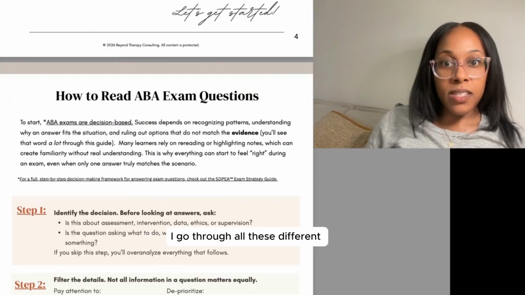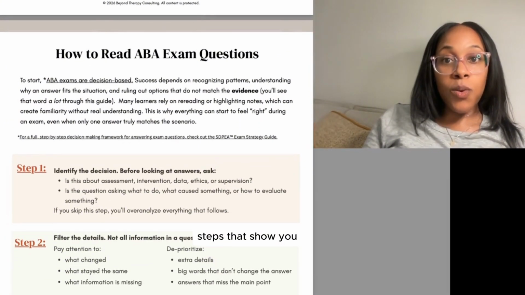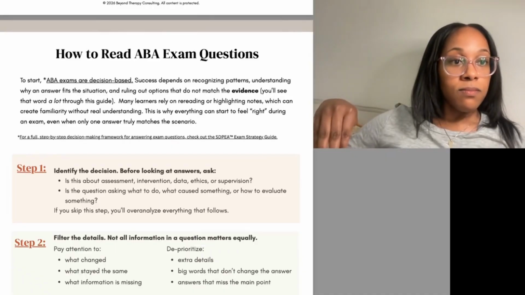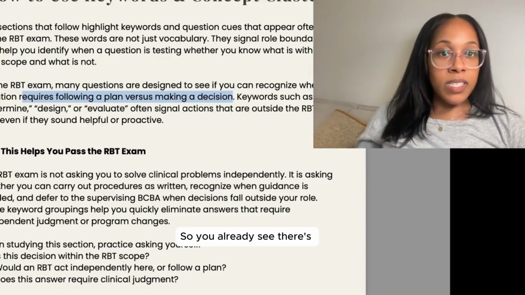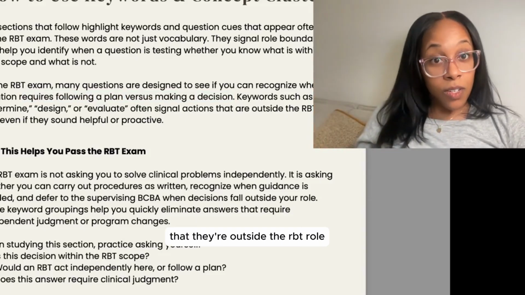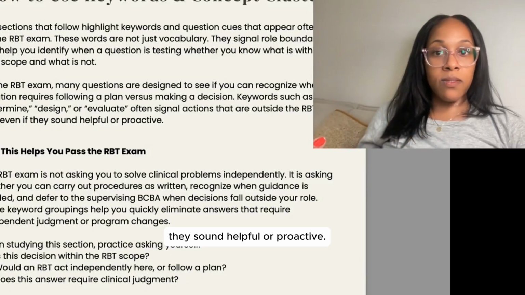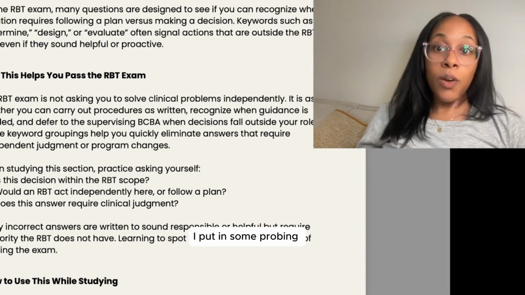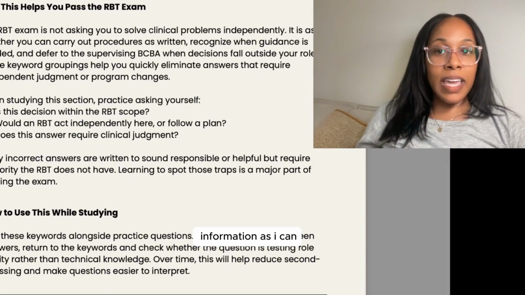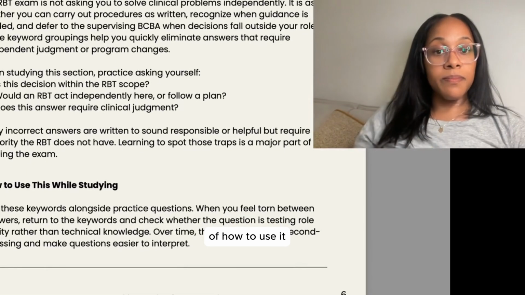To read ABA questions, I go through all these different steps that show you, okay, what is my kind of task analysis for myself? So you'll already see there's some things I put here. Keywords: determine, design, evaluate, often signal that they're outside the RBT role. They sound helpful or proactive. So I put in some probing questions here to help you. And I try to give as much information as I can to help you have a reference of how to use it.